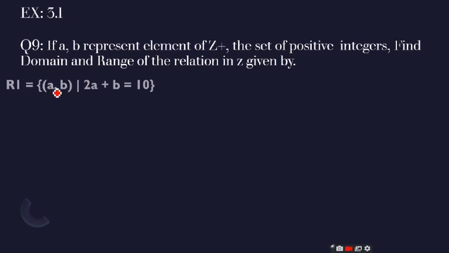The relation 1 is (a, b) such that 2a + b = 10. Here we have been given the ordered pair (a, b), which means the element of set A is represented by a and the element of set B is represented by b. And we have been given an equation instead of ordered pairs, and we have to find the domain and range.